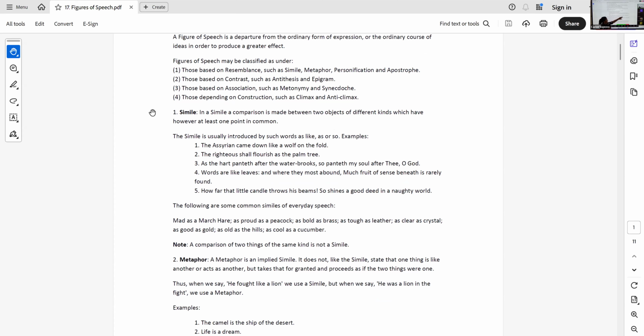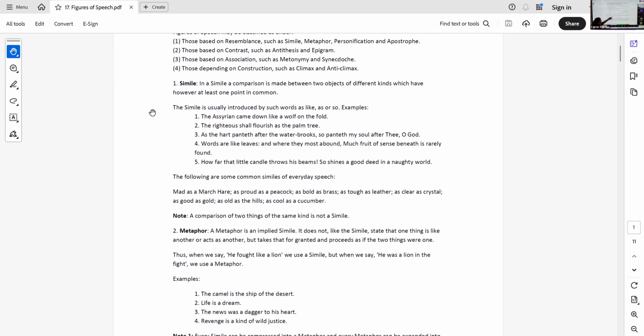So shines a good deed. Please note, it's not like and as, but it is so. So is also used for comparison at times. For example, this one, right? Mad as a March hare, proud as a peacock, bold as brass, tough as leather, clear as crystal. Clear as crystal means very easy to understand. As good as gold, as old as the hills, as cool as a cucumber.